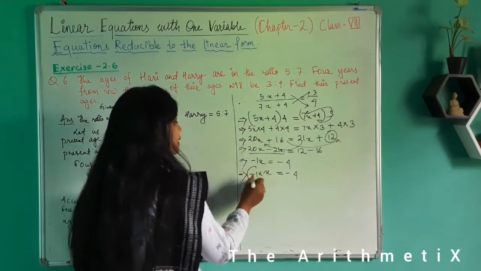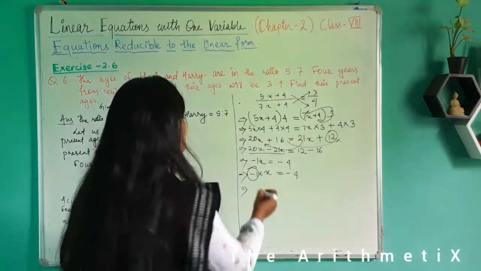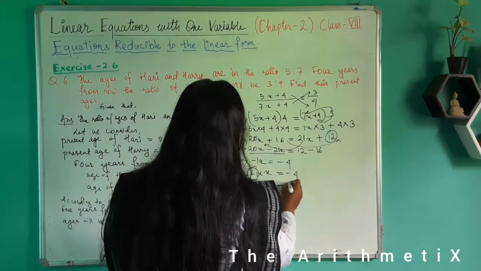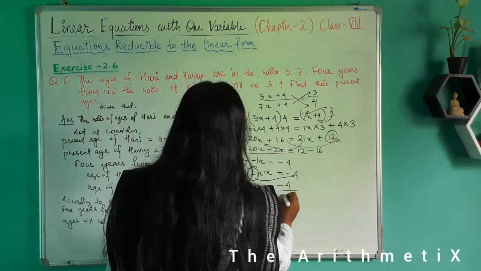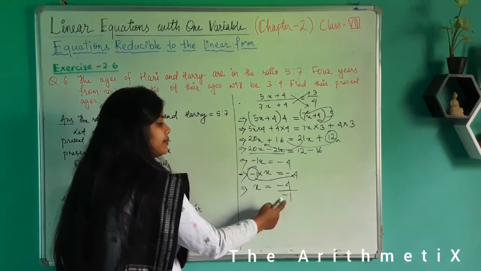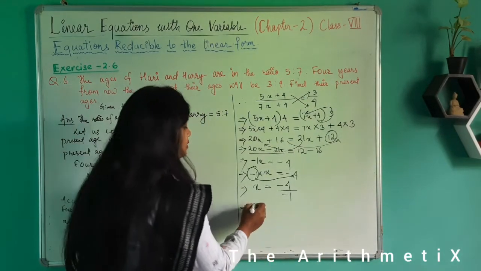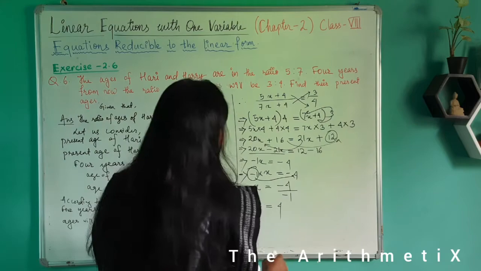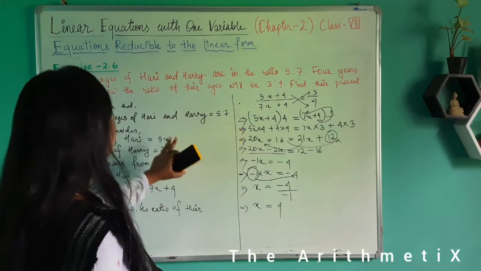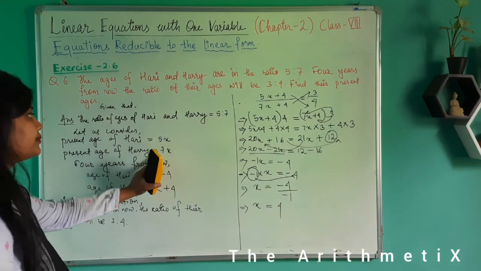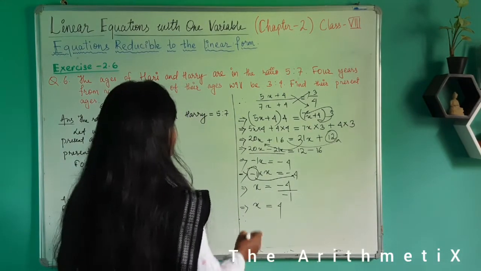Now we need to remove this minus 1 from here because we require the value of x, not minus x. So keep x here. What is already present is minus 4. Bring minus 1 to the other side and it will be divided here. 4 divided by 1 is 4, and as there are two negative numbers, the value of x will be positive 4. So we found the value of x, and now we need to find the ages of Hari and Harry. We had considered them as 5x and 7x, and we will find their values.